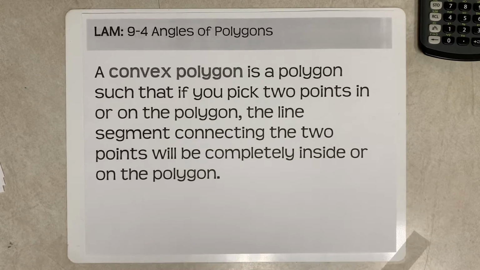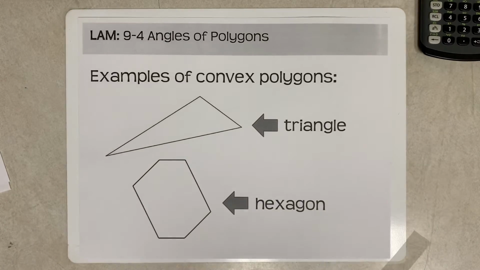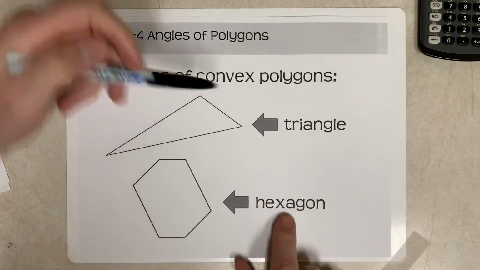A convex polygon is a polygon such that if you pick 2 points in or on the polygon, the line segment connecting the 2 points will be completely inside or on the polygon. So that is what we call a convex polygon. And here are some examples. Here we have a triangle and here we have a hexagon.